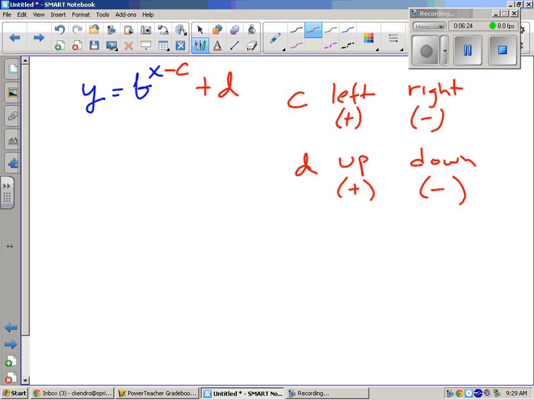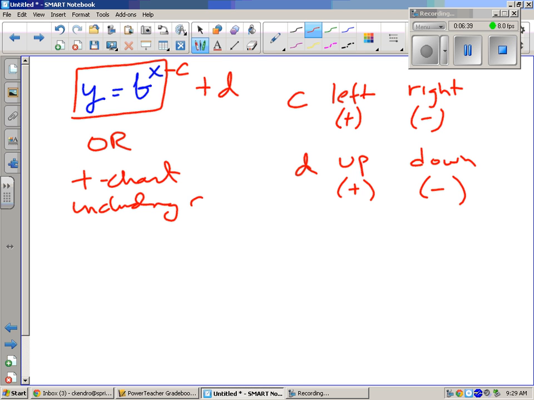So you can draw the normal blue graph like we just did, and then shift it left, right, up, or down. Or you can just do a t-chart including c and d, and just have that be part of the way you figure it out. So two ways to graph it if it's got translations in it.